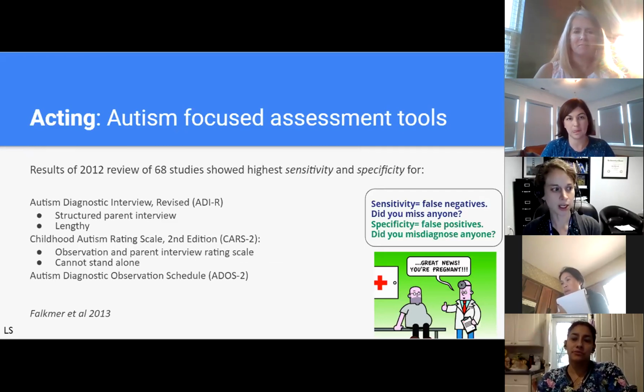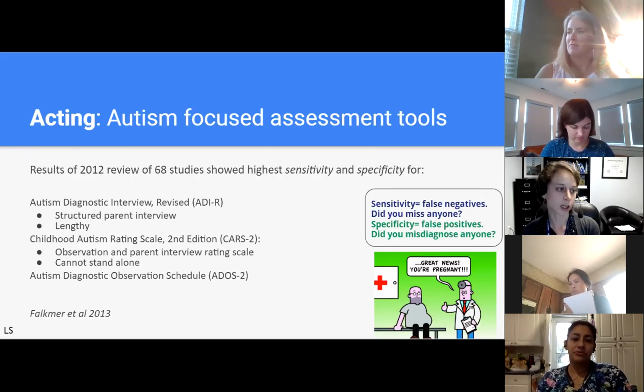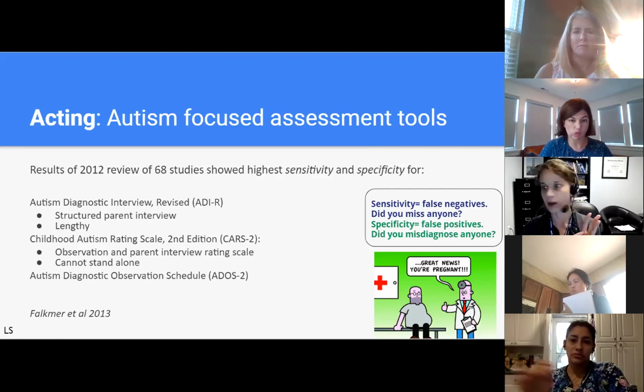autism-focused assessment tools. I'm a research nerd, so I like to know, what does the research say about what the most effective tools are at correctly identifying individuals who have autism? And this 2012 study that I love found that there's really 3 tools that are the best.